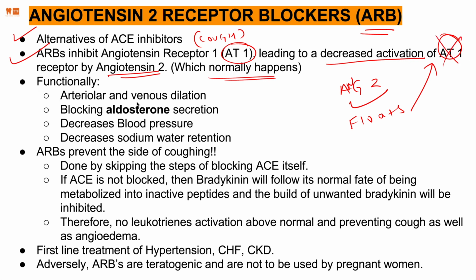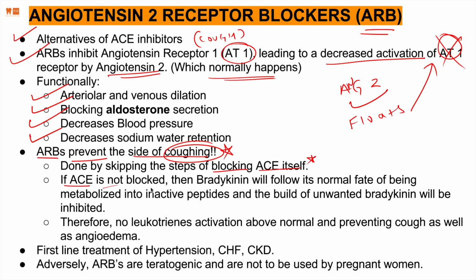So functionally speaking, there is venous and arterial dilation. It blocks aldosterone secretion, it decreases blood pressure, it decreases sodium-water retention, decreases blood volume, and so on and so forth. Along with that, ARBs prevent the side effect of dry cough, because bradykinin is out of the equation. It's done by skipping the step of blocking ACE.